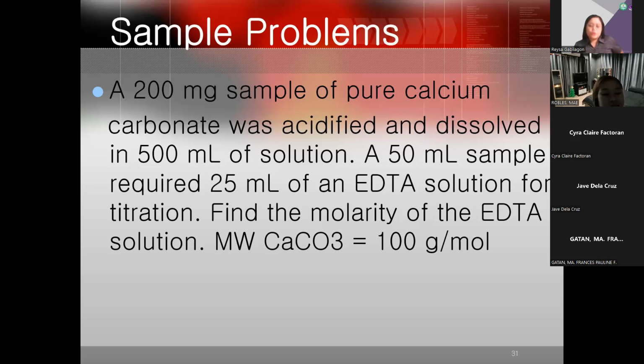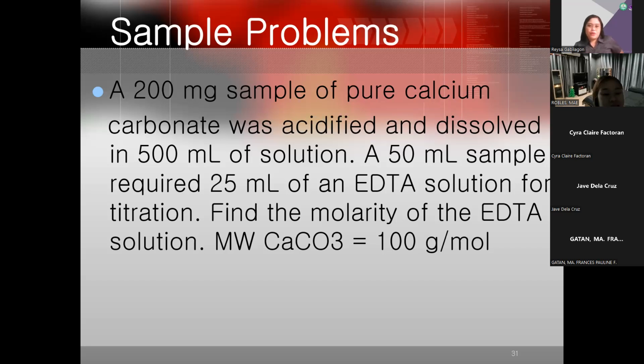Again, try to read and understand the problem. This is still getting the molarity, so definitely we are going to use the same formula. As far as I can remember, we have already discussed this. I think the computation of molarity was in prelim or early midterms. So please go back to that if you have your notes and look at the formula I gave you for molarity.